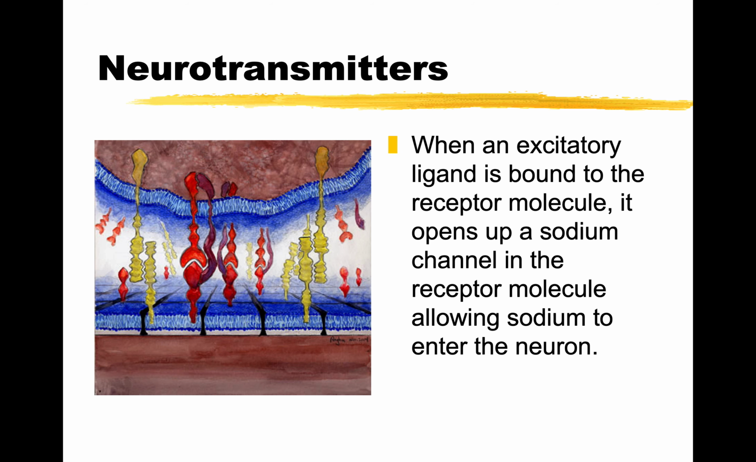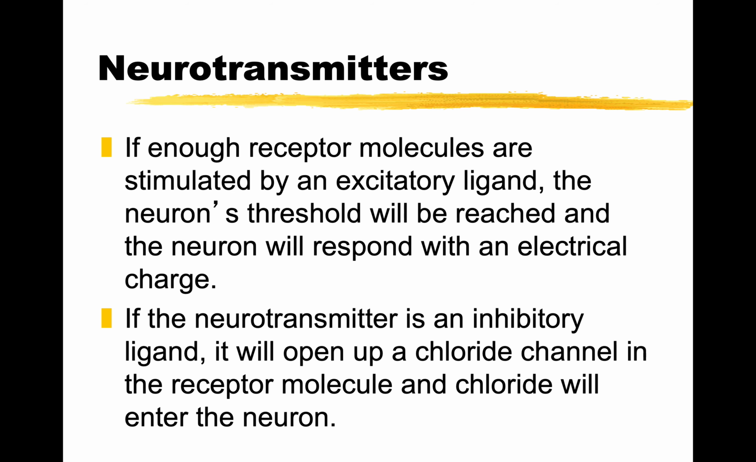When an excitatory ligand is bound to the receptor molecule, it opens up a sodium channel in the receptor molecule, allowing sodium to enter the neuron. If enough receptor molecules are stimulated by an excitatory ligand, the neuron's threshold will be reached and the neuron will respond with an electrical charge. If the neurotransmitter is an inhibitory ligand, it will open up a chloride channel in the receptor molecule and chloride will enter the neuron.